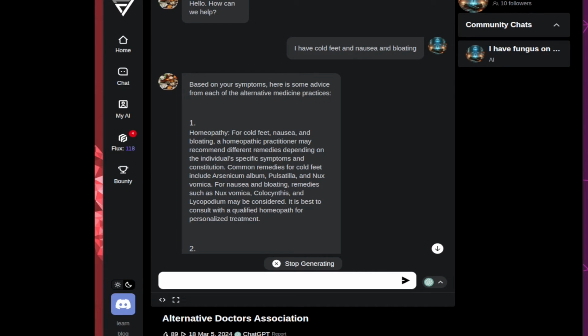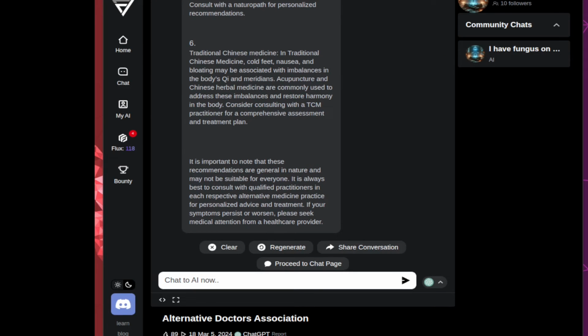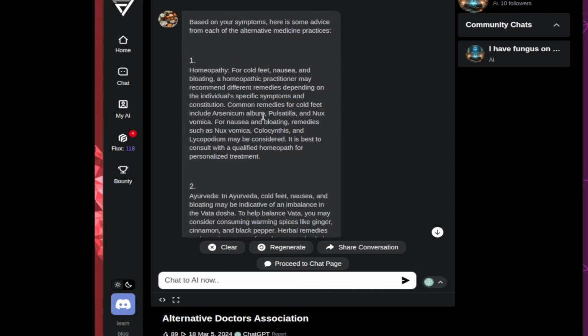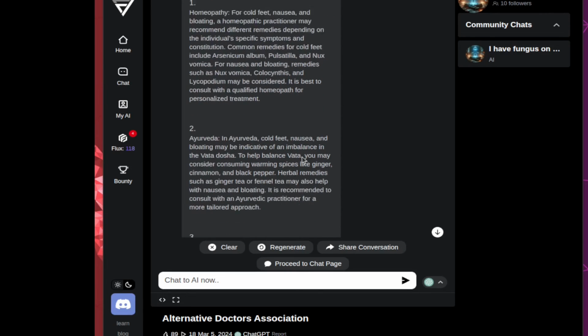So first we start with homeopathy. For cold feet, nausea and bloating, the practitioner may recommend different remedies depending on the individual's body and constitution. So common remedies for cold feet: Arsenicum album, Pulsatilla, Nux vomica for nausea and bloating, remedies such as etc.